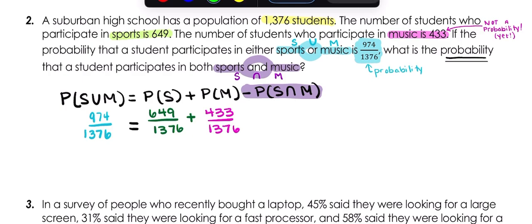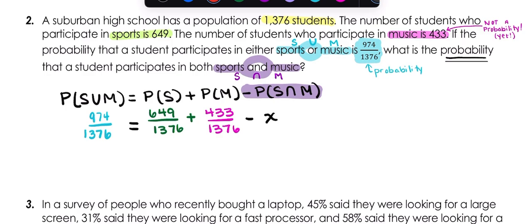Okay, so the probability that a student plays sports is 649, that's how many play sports, out of the total, 1,376. And then the same is true about music. 433 play music out of the total. Okay, so that's how we find a probability, we just put it over the total amount. And now we have this missing piece, and I like to change it into an x just because it's a little bit simpler to work with than the probability symbolic notation.